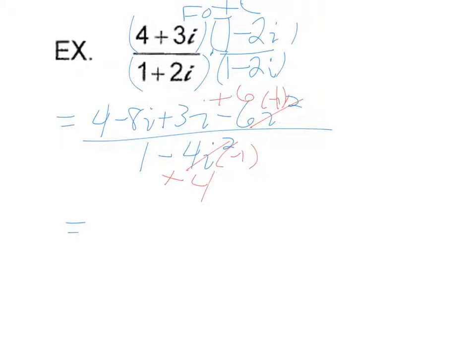Now combining like terms, on top we have 10 minus 5i. On the bottom we have 5. Now looking at all three terms, I see that they all divide by 5, so I have to reduce it down, and we're left with 2 minus just 1i over 1, which you don't need to write.